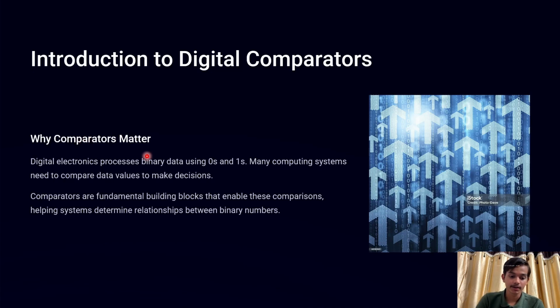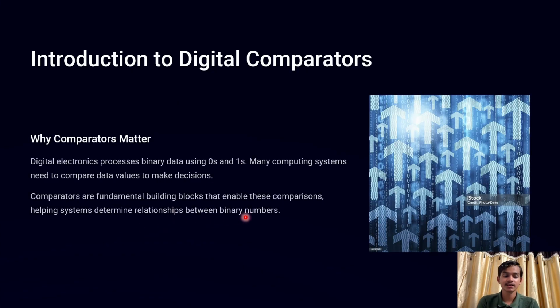Why does the comparator matter? Digital electronics mainly processes information using binary data, that is zeros and ones. In many digital systems, comparing data values is necessary for decision making operations. For example, a processor may need to check whether one value is greater than another value before executing an instruction. Digital comparators are fundamental building blocks that perform these comparisons and help the system determine the relation between binary numbers.